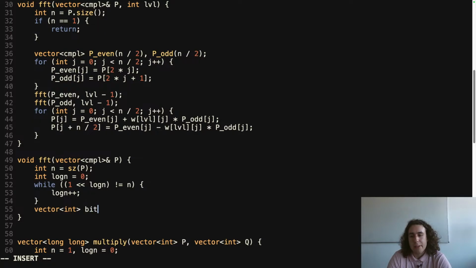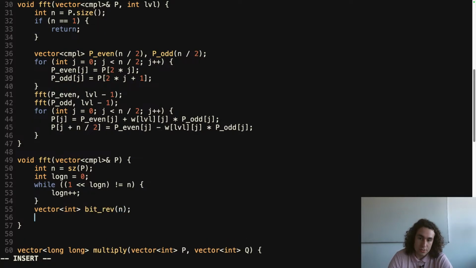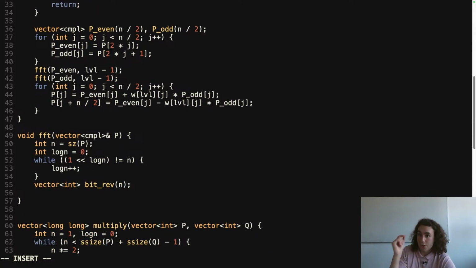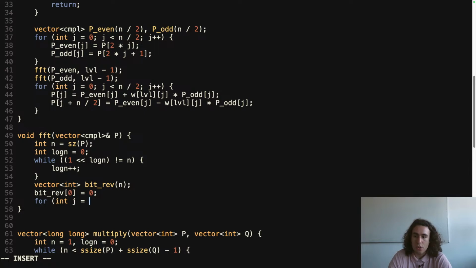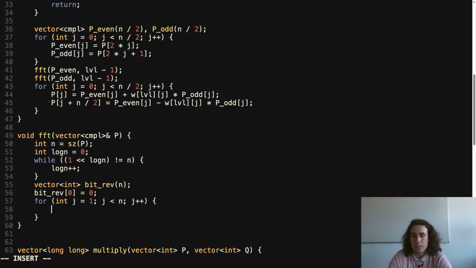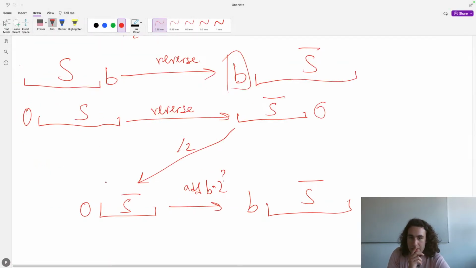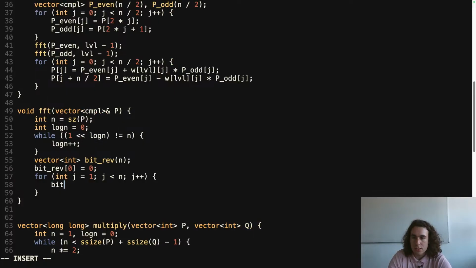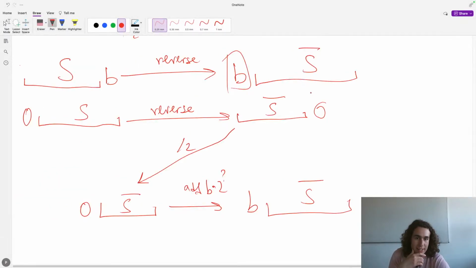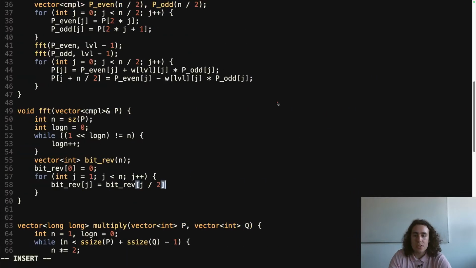And now we're going to make a vector of bit reverses. So for every value j, we're going to store the reversed version of j. For 0, it's just 0. And for all the other indices, we use this formula here, right? So to calculate bit reverse of j, we take bit reverse of j halved, right? We get this number. Now we need to divide it by 2. It kind of looks weird, right?